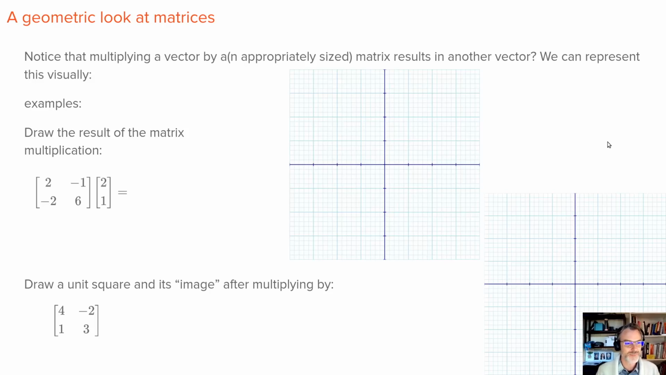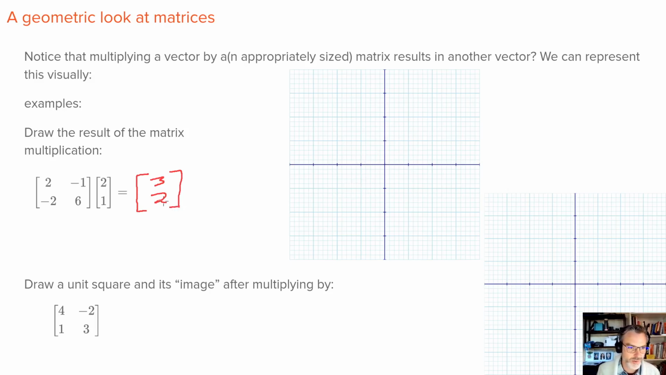Okay, now we'll look at matrices as transforming the plane. What I mean by that is we have a vector here and a matrix. We can multiply them together. Let's do that. We got 4 minus 1, so we've got 3. Then we've got minus 4 plus 6, so 2. So when you multiply them together, you get 3, 2.